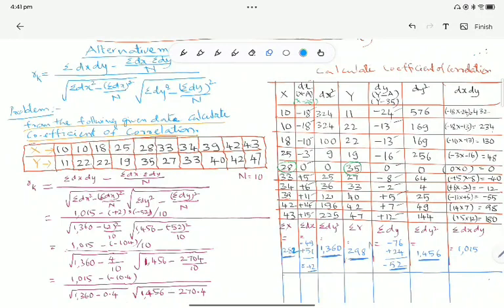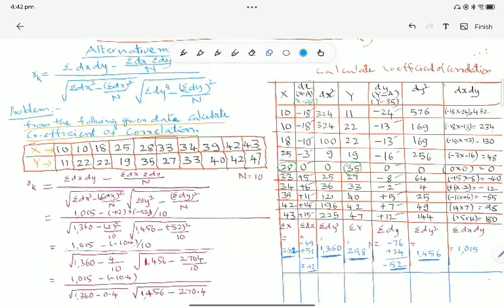Again in the final column we have to calculate dx dy, the multiplication of the two deviations dx and dy. So from the second column, 18, and from the fifth column, minus 24. So minus 18, each and every entry of the second column and fifth column, you observe here in this table.